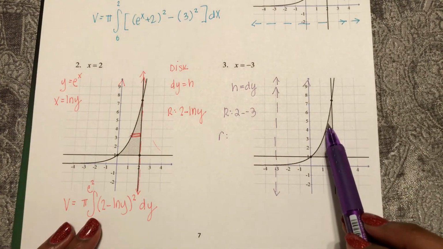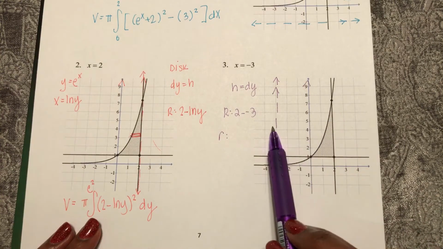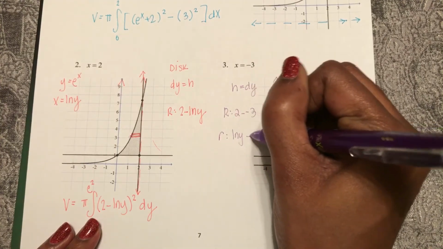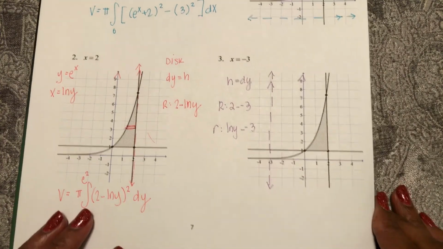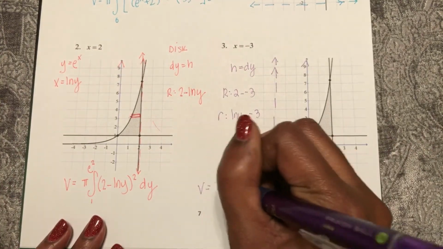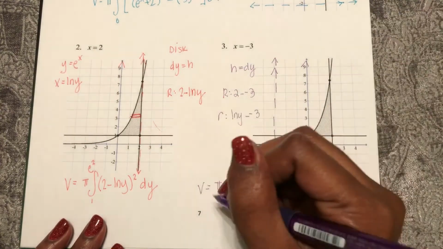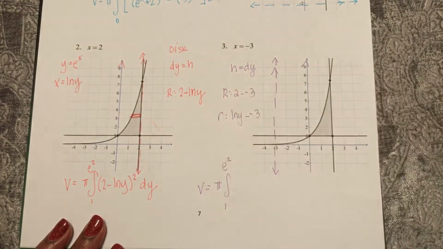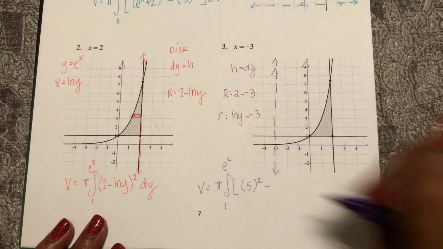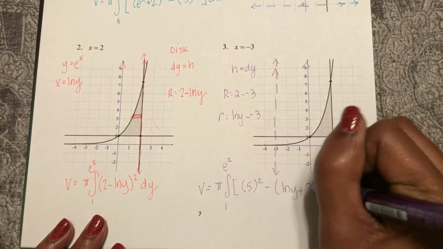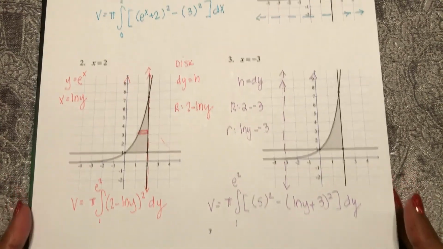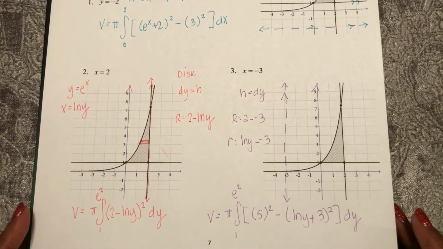My little radius or inner radius is going from this curve to my axis, right minus left, and that's going to be ln y minus -3. So now I can set up my volume formula. Volume is pi times the integral. It's still the same y's from 1 to e squared of my big radius squared subtracting my little radius squared multiplied by the height. So we can rotate about different axes of revolution.